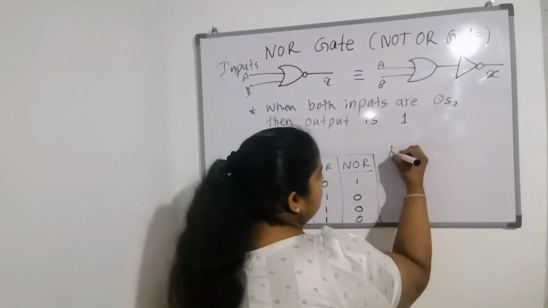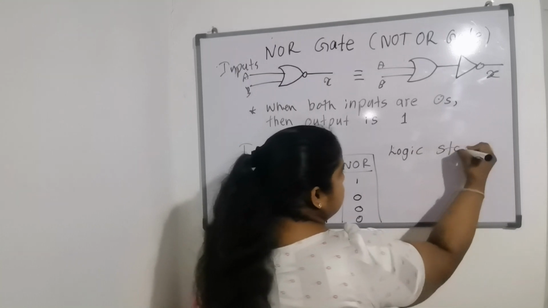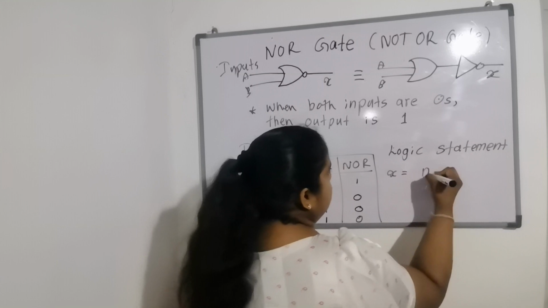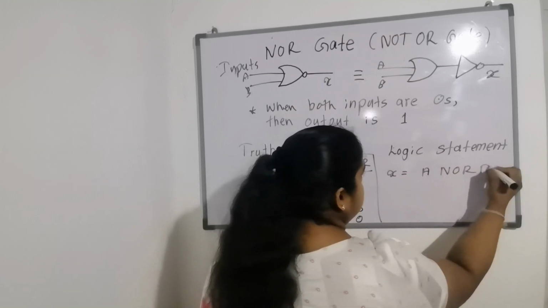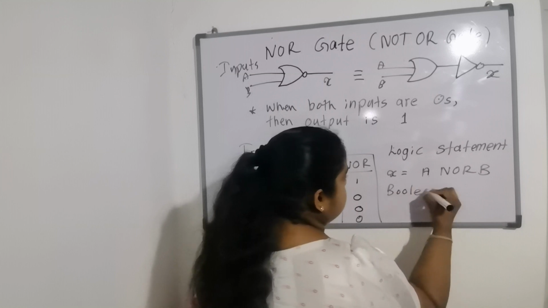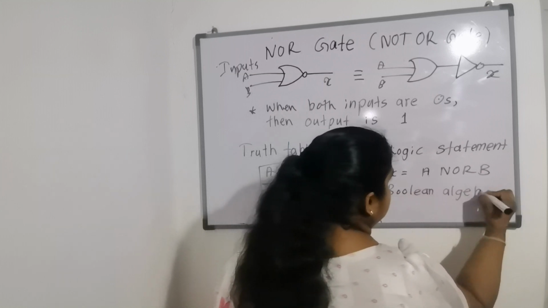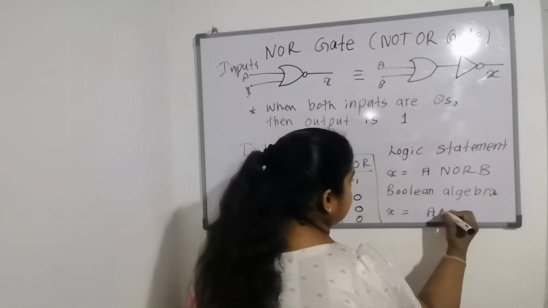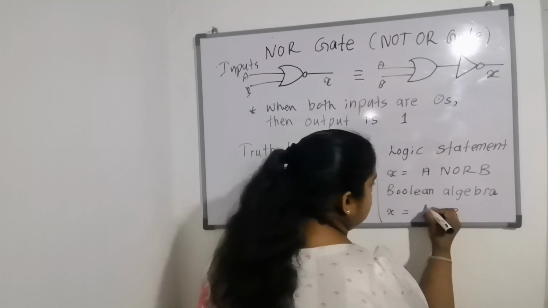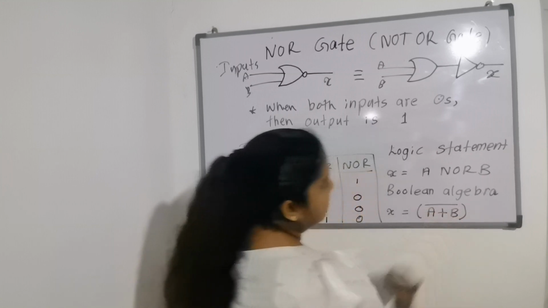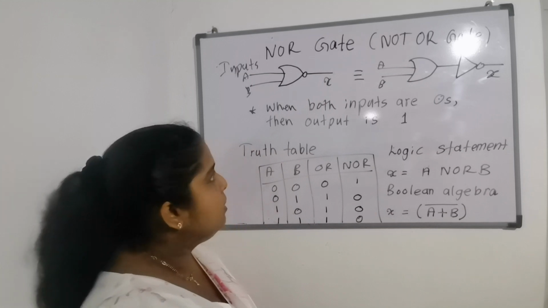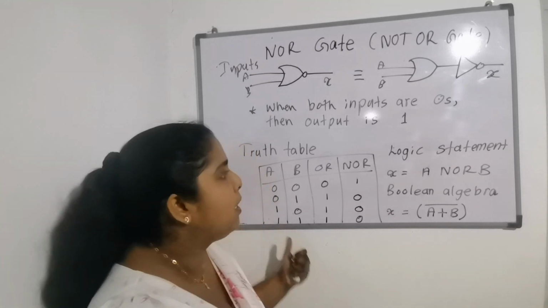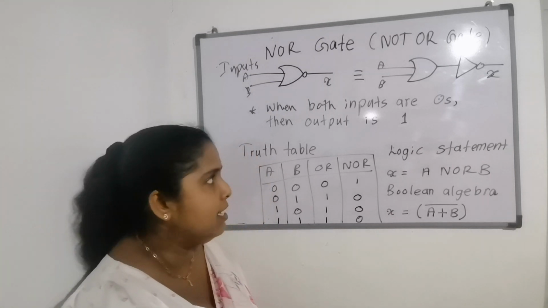So we can write the logic statement like this. X equals A NOR B. Then Boolean algebra, we can write X equals A plus B whole thing inverse. Right. So this is another combinational logic gate, NOR gate. So using OR gate, you can remember the facts regarding the NOR gate.